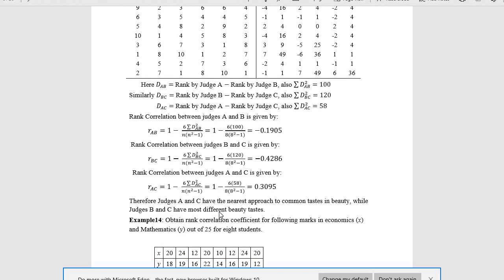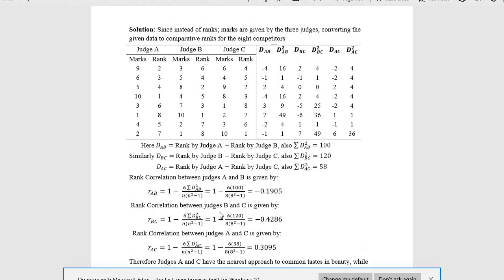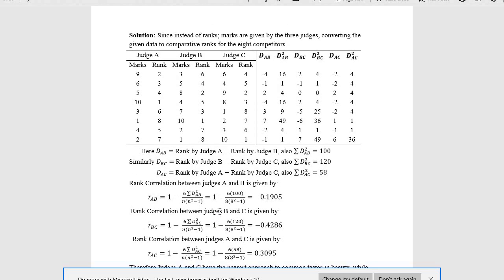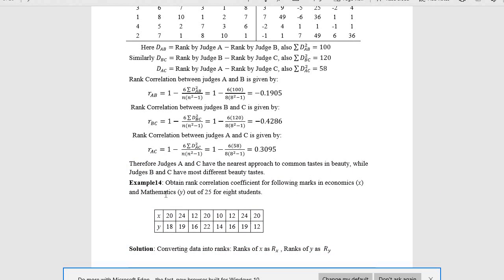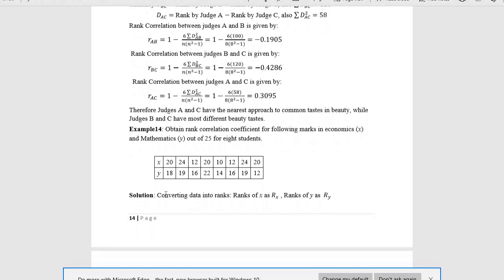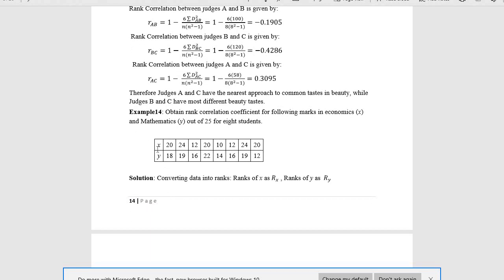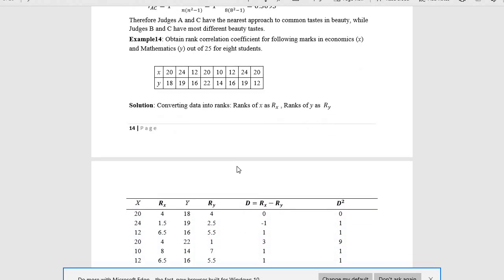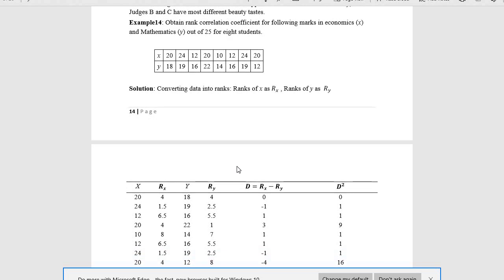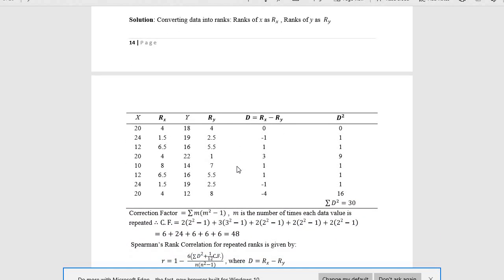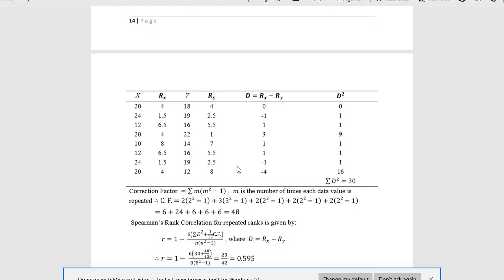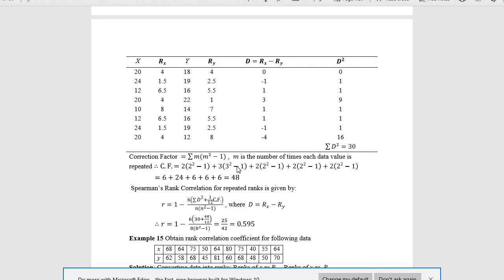After calculating this, the difference of AB, difference of BC, difference of AC. There are no tied ranks. Once a tied rank is there, the correction factor will come. Here in example 14, there is a tied rank 20 in the X series, and in the Y series also 16 is coming as a tied rank. So 20 is coming twice, so the correction factor is 2 into 2 square minus 1, and the other numbers are coming 3 times. All the values will be considered.